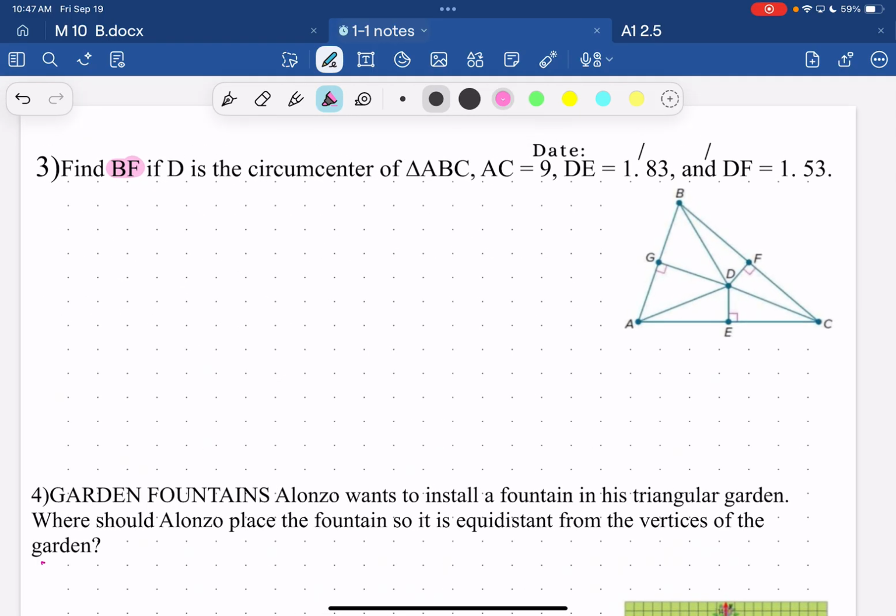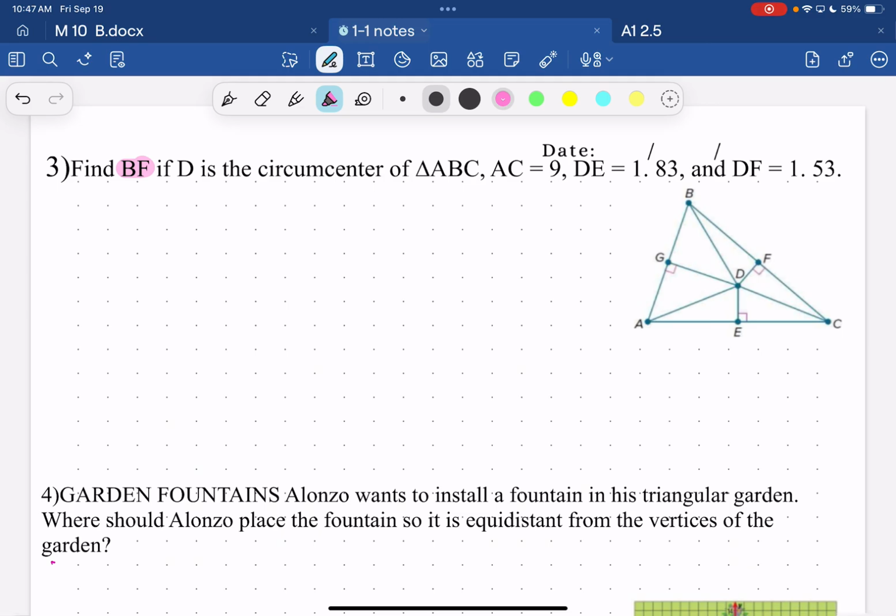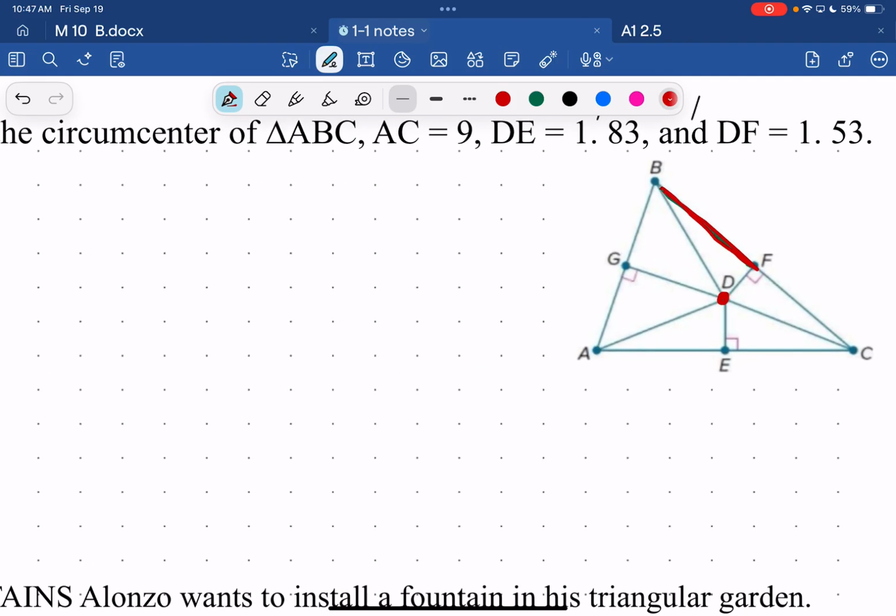Okay, let's see. So it all started from BF. So guys, here is the BF. But we are not trying to find the best friend forever. We are just going to find this BF. We are told that D is the circumcenter. If D is the circumcenter, it will be equidistant from E, F, and G. No? Why not? It will be equidistant from A, B, and C. Remember that, okay?